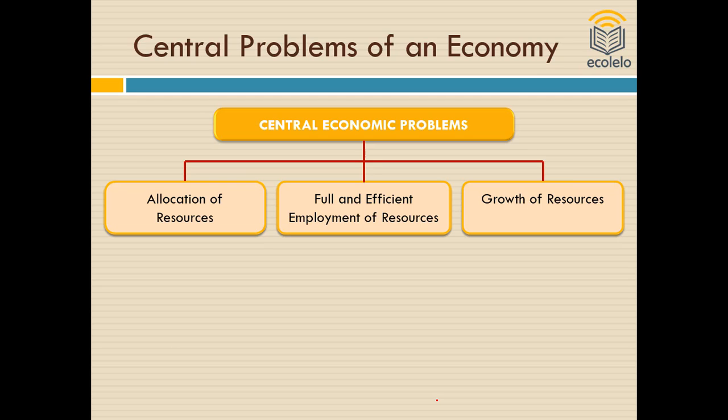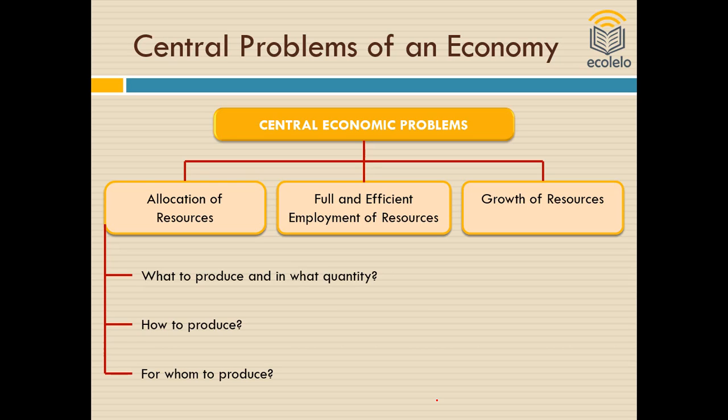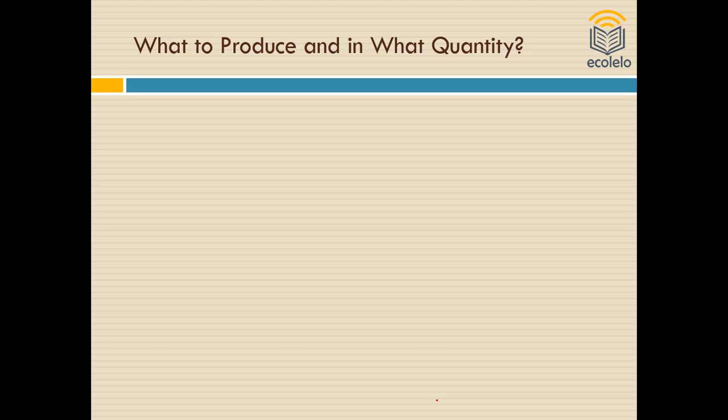When we talk about allocation of resources, we mainly talk about three main questions. Number one, what to produce and in what quantity. Second, how to produce. And third, for whom to produce. So first one, what to produce and in what quantity.